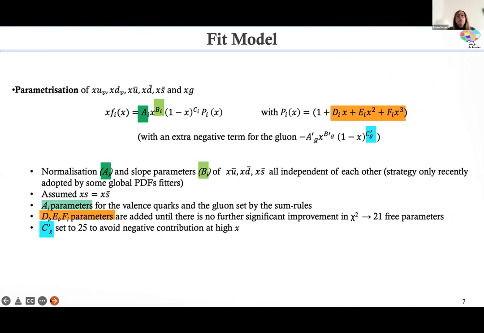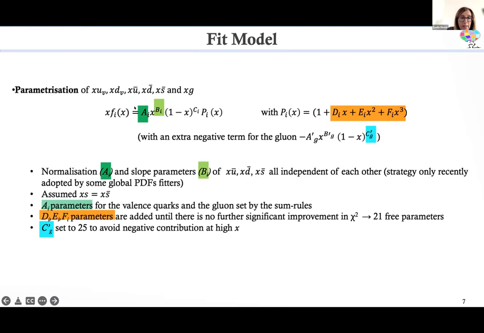So here I show the parametrization that we adopted for u and d valence quark, for light anti-quark, and for gluon. The normalization parameter A_i and the slope parameter B_i for the light anti-quark are assumed all independent of each other, and this strategy has only recently been adopted by some global PDF fitters. As done in the past, we assume that the s distribution is equal to anti-s.